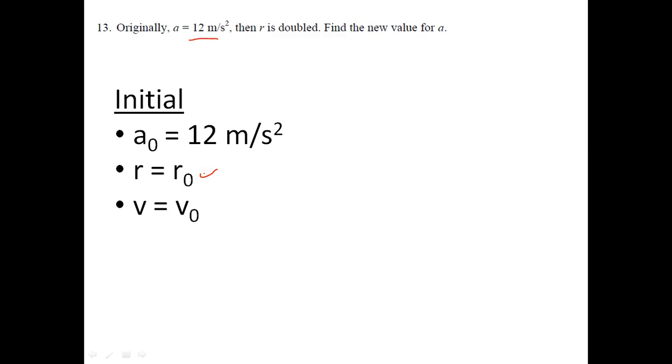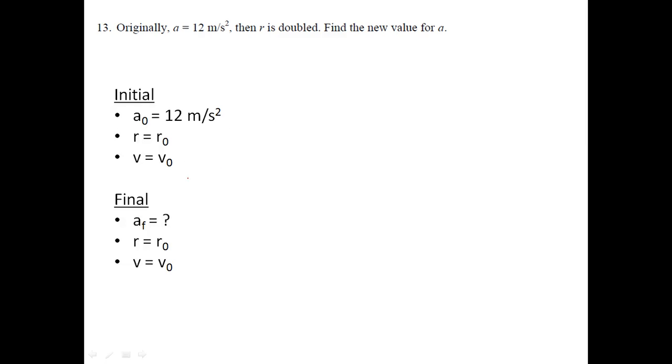Now this is a more implicit thing that we have to understand about this problem. It's not explicitly mentioned that r is equal to r naught, but that's what it was initially. Also, we're not told anything about the velocity, v naught, even afterwards. So we're just going to say in both cases, initial and final, velocity was v naught. And then we'll talk about what happens afterwards. Afterwards, we're solving for this acceleration.